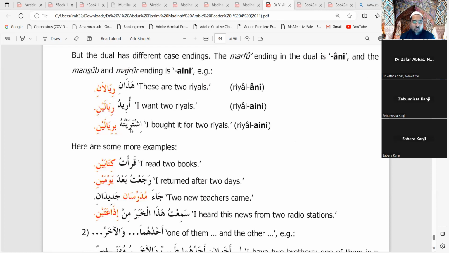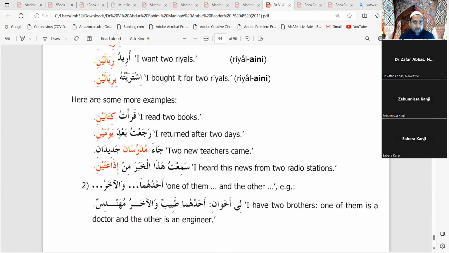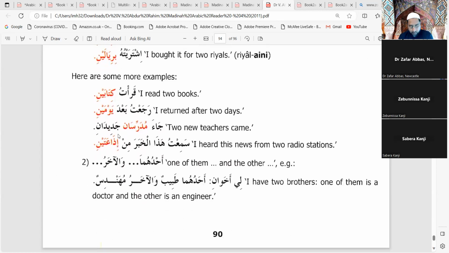Over here, ishtaraytuhu, I bought it. Don't know what it is, but the price was biriyalaini. Ba is coming, so it's making it in the state of majroor, in the genitive case. So the ba is representing for, like I bought it for 2 riyals. That's right. Okay. Continue here.